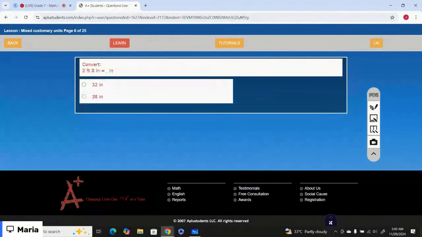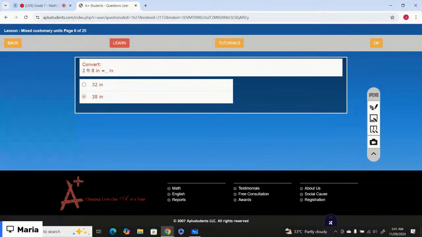Next one is 2 feet 8 inches. So which is the correct option? The correct option is 38 inches. Option number 2 is the correct option. Okay, you can complete the lesson by yourself later today.